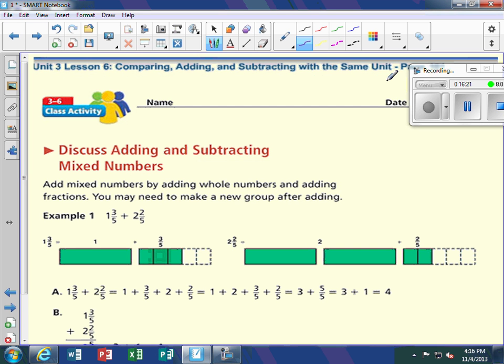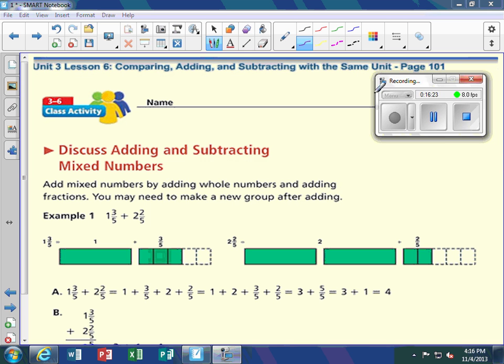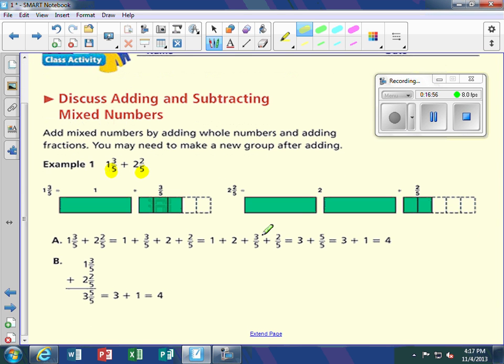Comparing, adding, and subtracting with the same unit, page 101. Discuss adding and subtracting mixed numbers. Now we have a mixed number. Add mixed numbers by adding whole numbers and adding fractions. You may need to make a new group after adding. Example, 1 3/5, so you have one whole and 3/5 of a whole, plus 2 2/5, two wholes plus 2/5 of a whole. Because they both have like denominators of 5, it's a pretty simple problem.